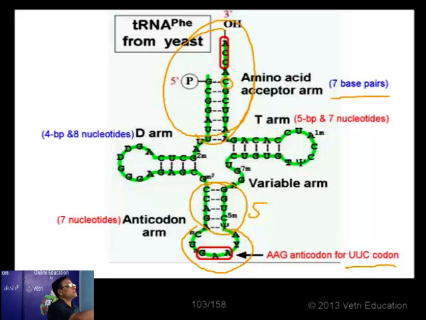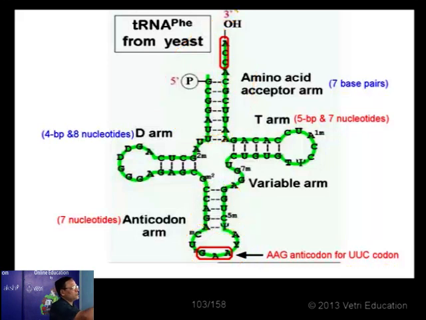You see that one, this is the CCA group, the one encircled by the red. This is what is called the CCA group, attached to the 3' terminus. So the CCA end is called the amino acid attachment site. This is the amino acid acceptor arm. Normally the amino acid is attached to this CCA end, a sequence of unpaired nucleotides, not forming a base pair. After this only we have the base pair.